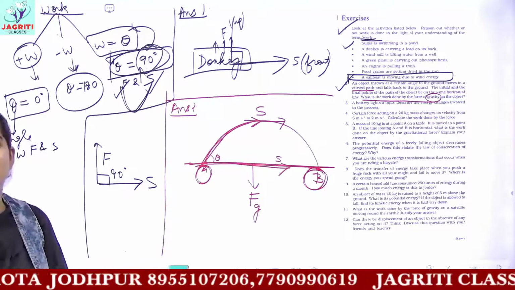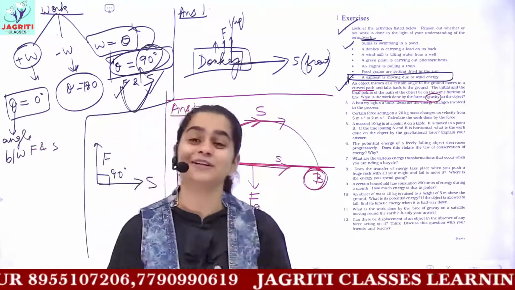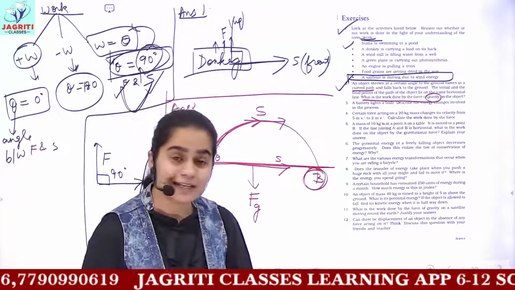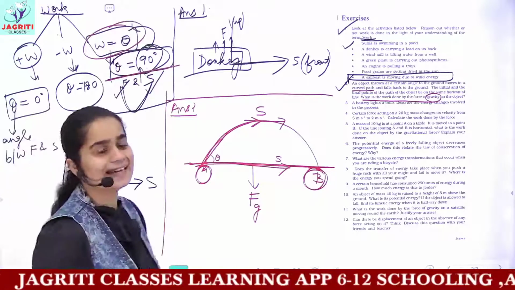So the work done here would be what? See, force and displacement have a 90-degree angle, so the work done would be 0. So there is no work done by gravity. You can give the reason: why is work 0? Because theta is 90 degrees.